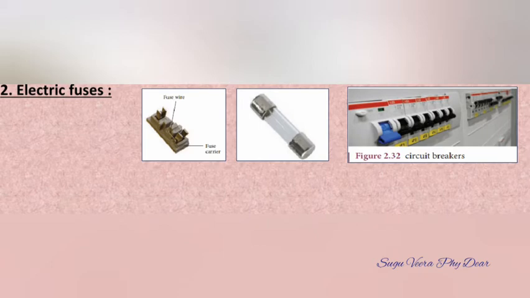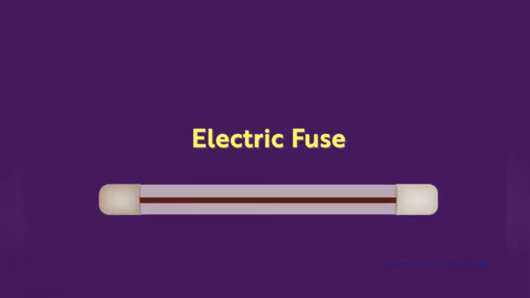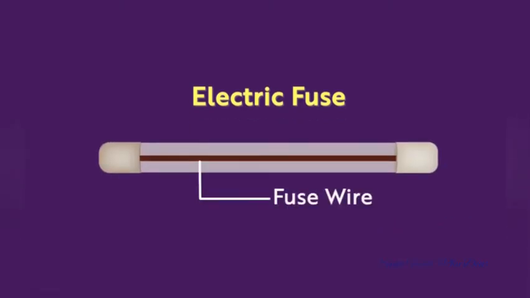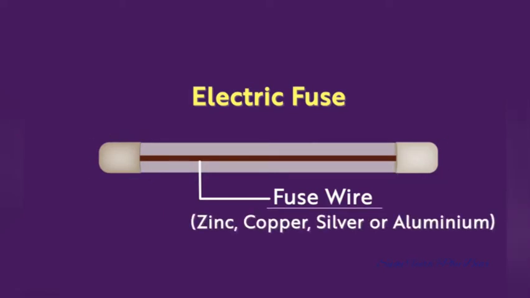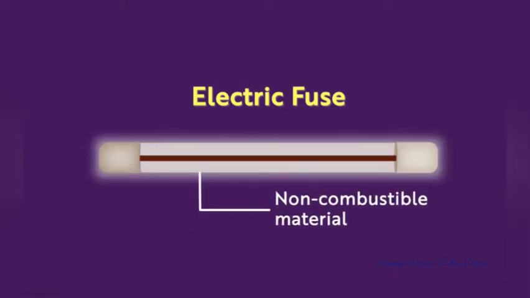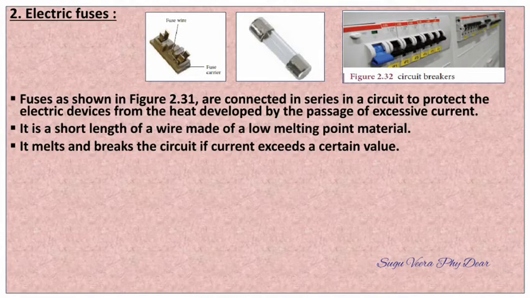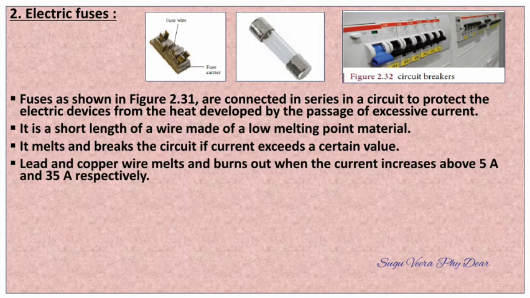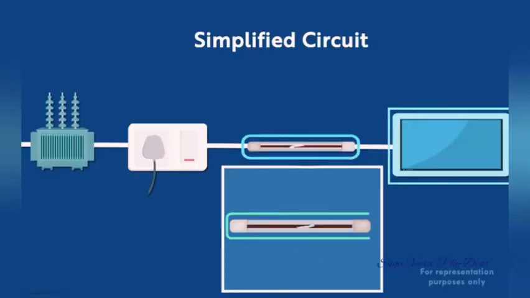Second one, electric fuses. Fuses, as shown in figure, are connected in series in a circuit to protect electric devices from the heat developed by the passage of excessive current. It is a short length of wire made of a low melting point material. Fuse wire is made of zinc, copper, silver or aluminum. This is non-combustible material. It melts and breaks the circuit if current exceeds a certain value. Lead and copper wire melt and burn out when the current increases above 5 ampere and 35 ampere respectively.